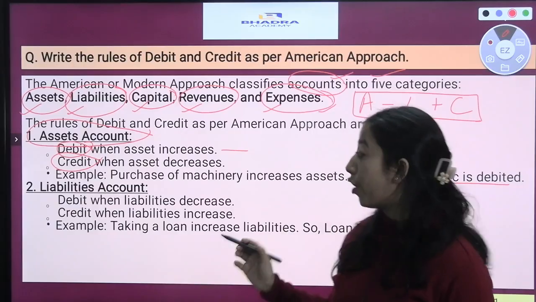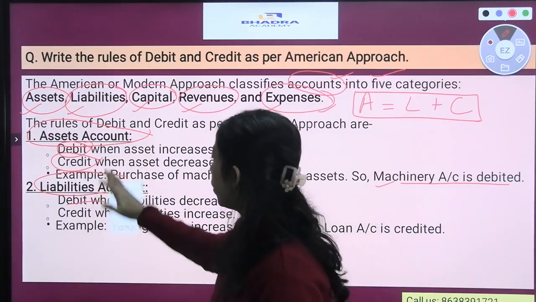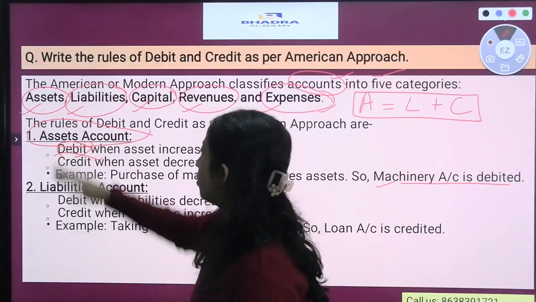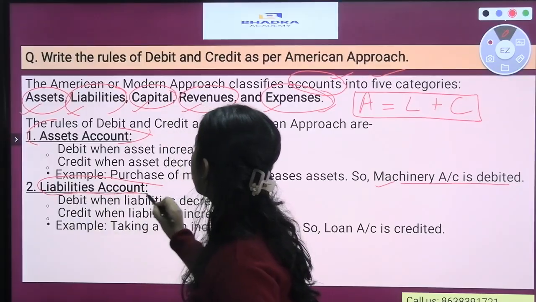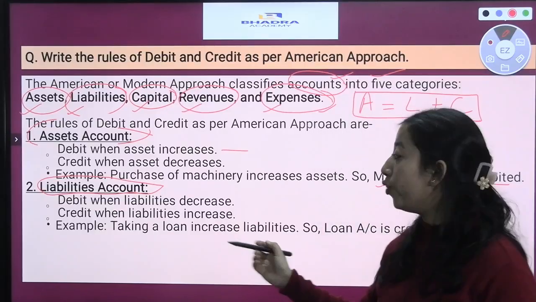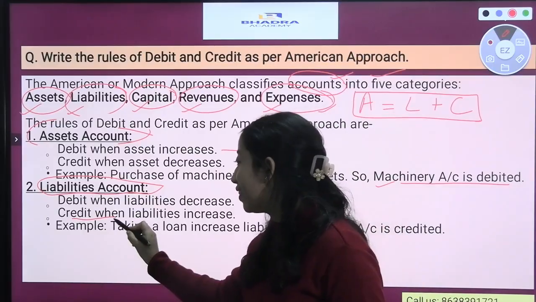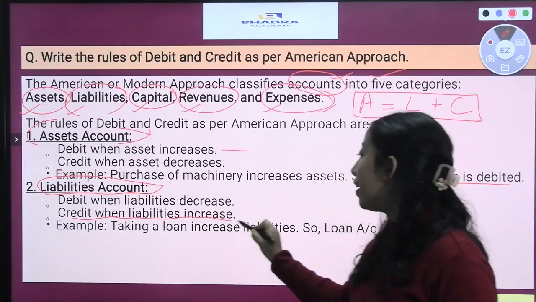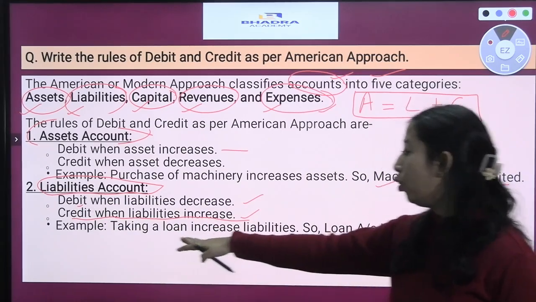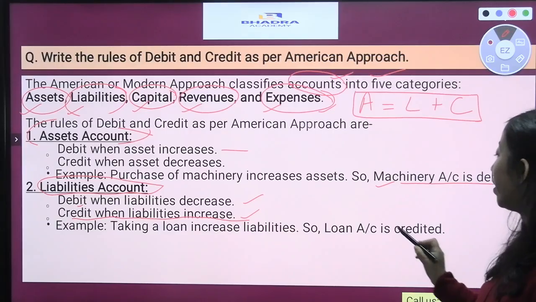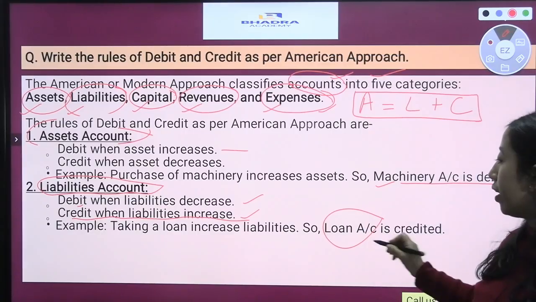The next rule is for liabilities accounts. When the liability increases, we credit the liability account, and when the liability decreases, we debit it. Our example is taking a loan, which increases liability, so the loan account is credited. If the business takes a loan from a bank, then the loan account will be credited.